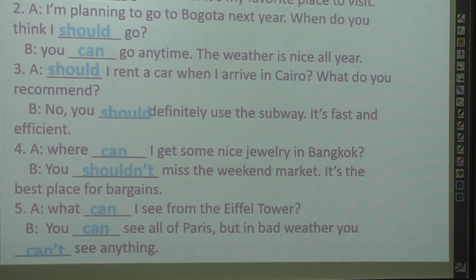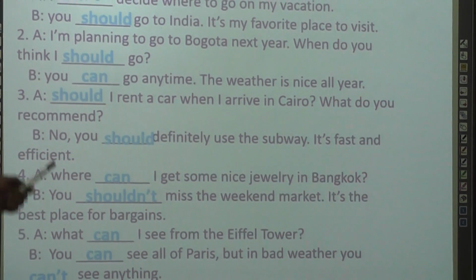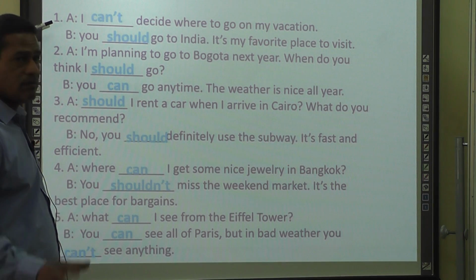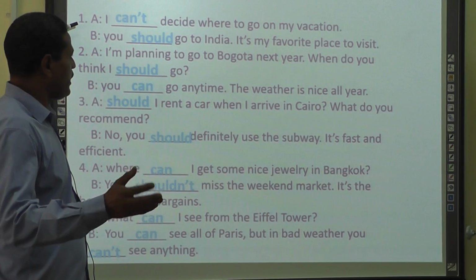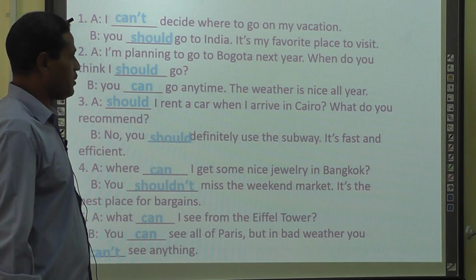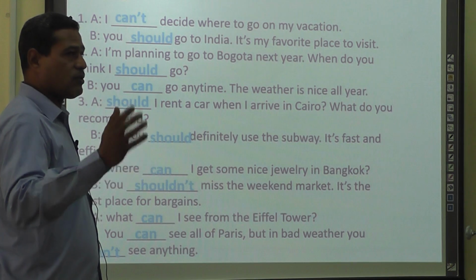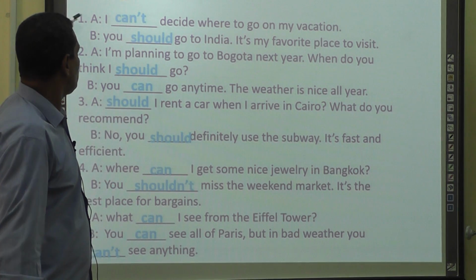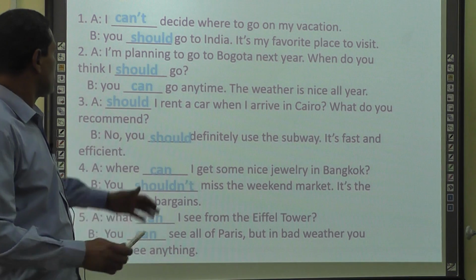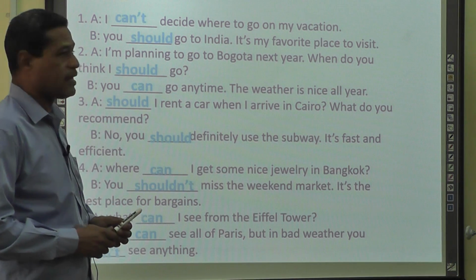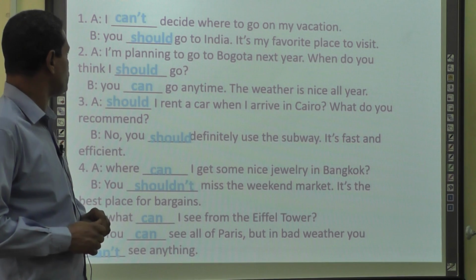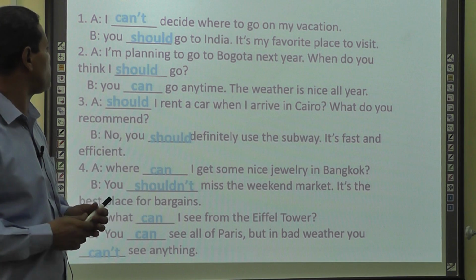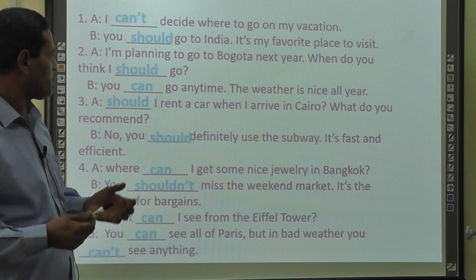So, as you can see here, in the first conversation, the person can't decide where to go on his vacation. Maybe he's confused or he doesn't know which is the best place to go. So he said, I can't decide. And the answer is advice from the person he's talking to. He's giving him advice about going to India. So he said, you should go to India. It's my favorite place to visit.